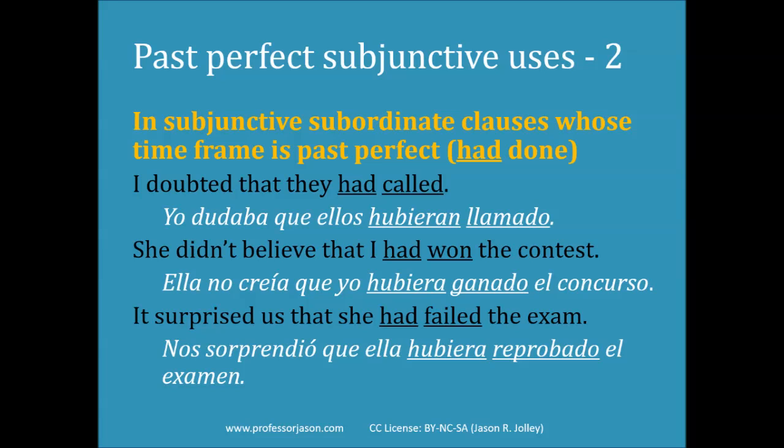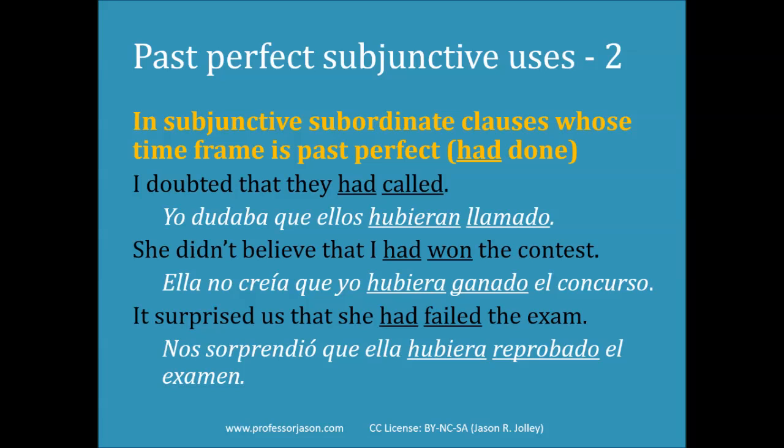So in these cases, the verb in the subordinate clause has to refer to a past perfect time frame. In other words, it has to carry that idea that somebody had done already or hadn't done yet. If you're thinking in English, you have to hear that had in there, not just the simple past did.